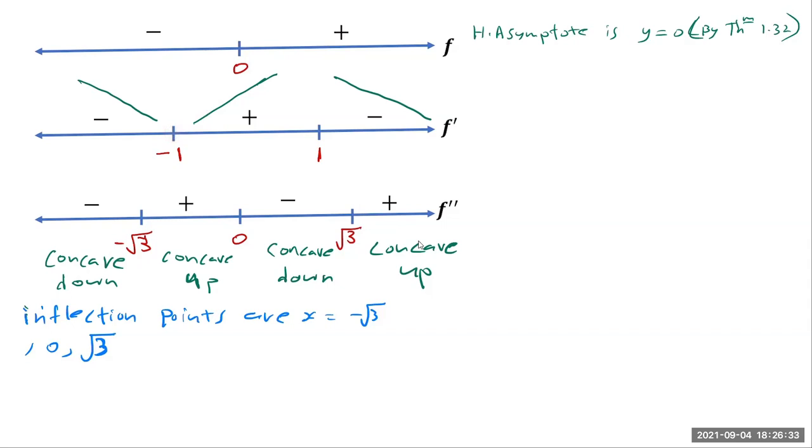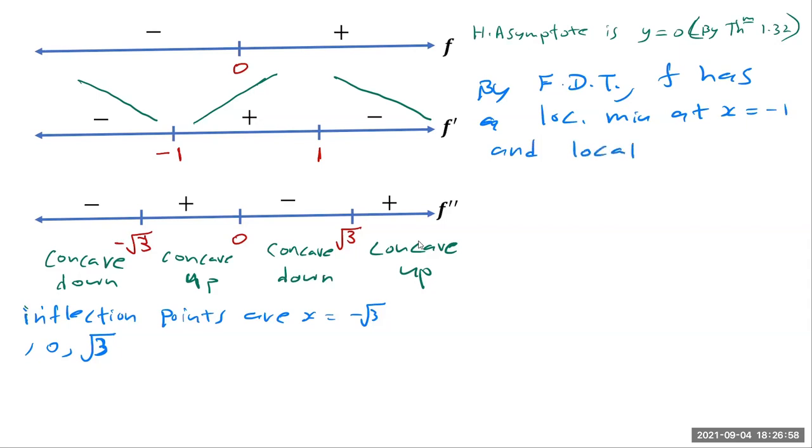the first derivative test. By the first derivative test, f has a local minimum at x is equal to -1 and local max at x is equal to +1.